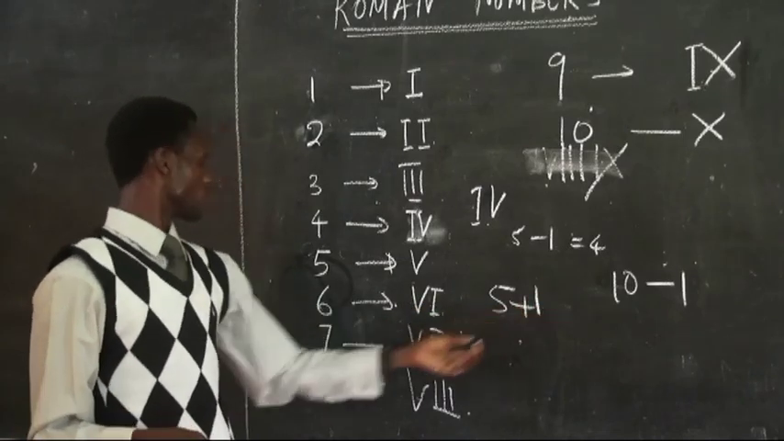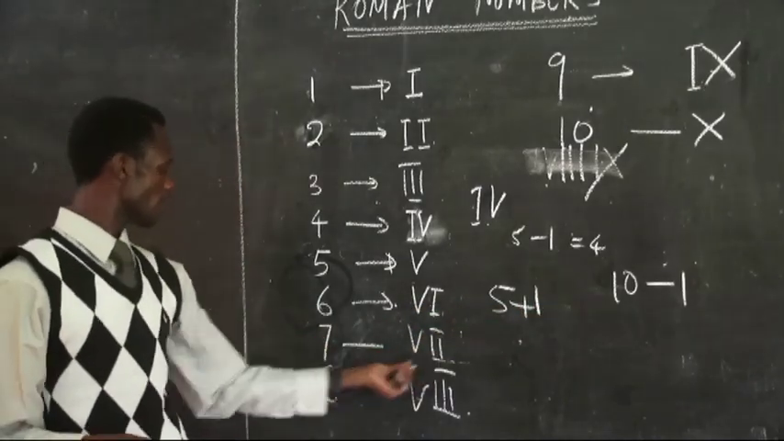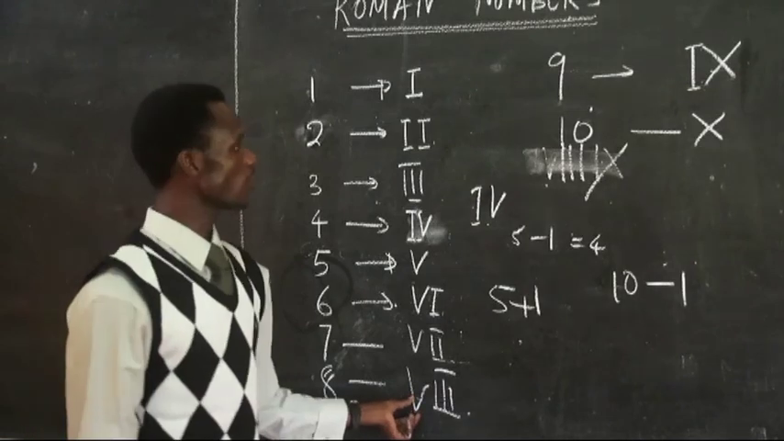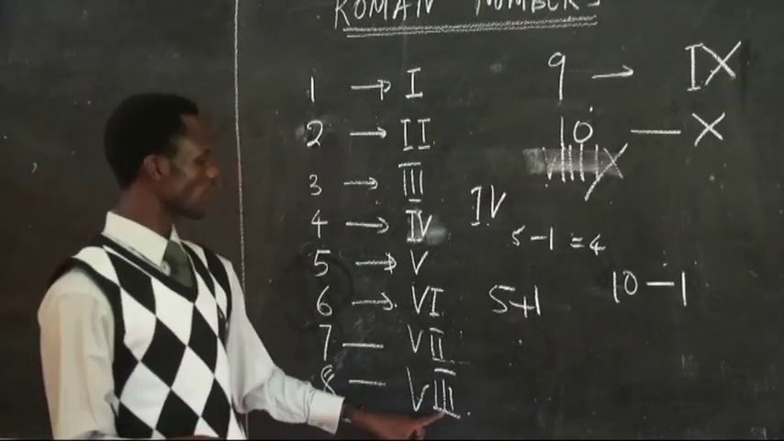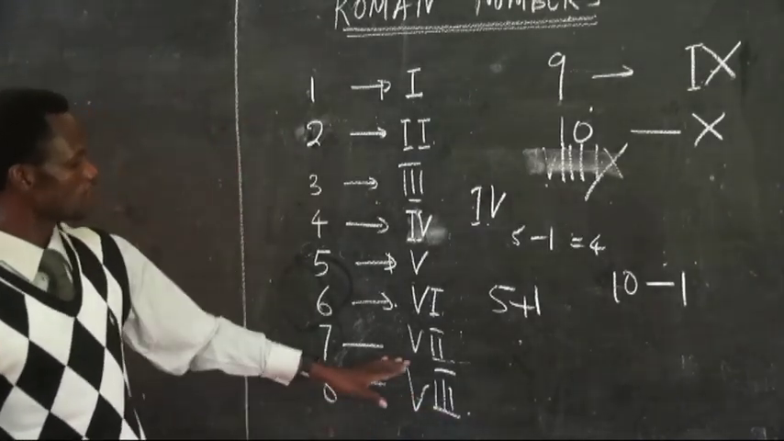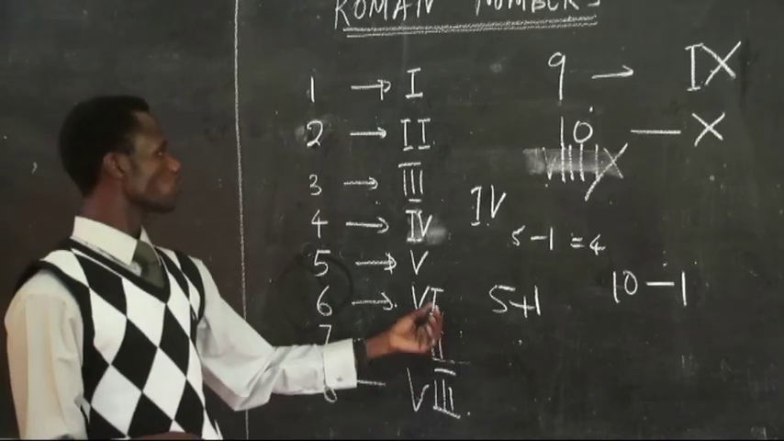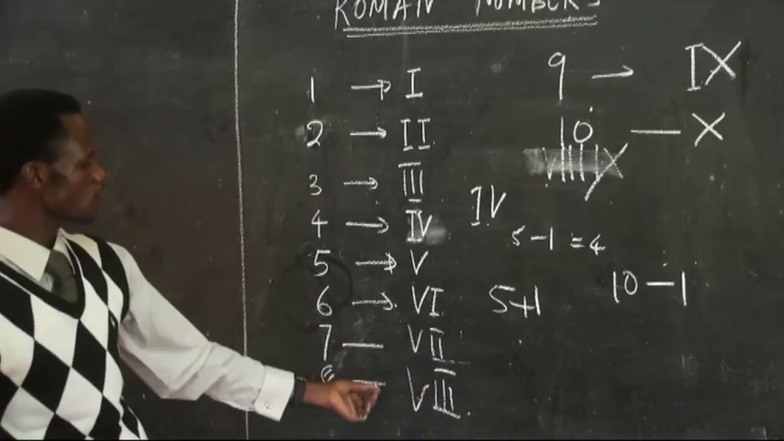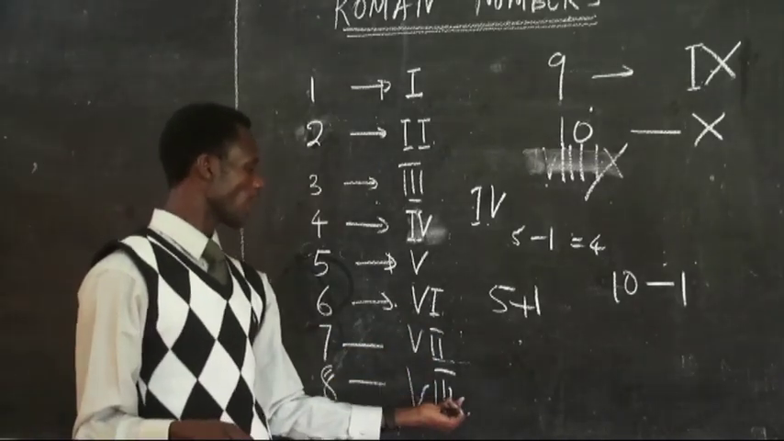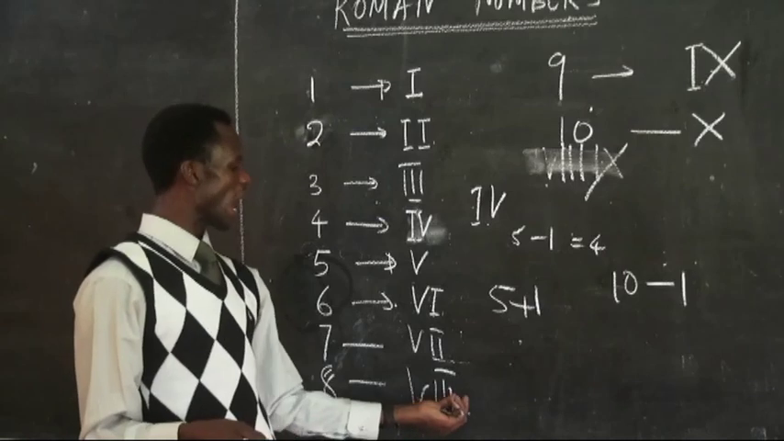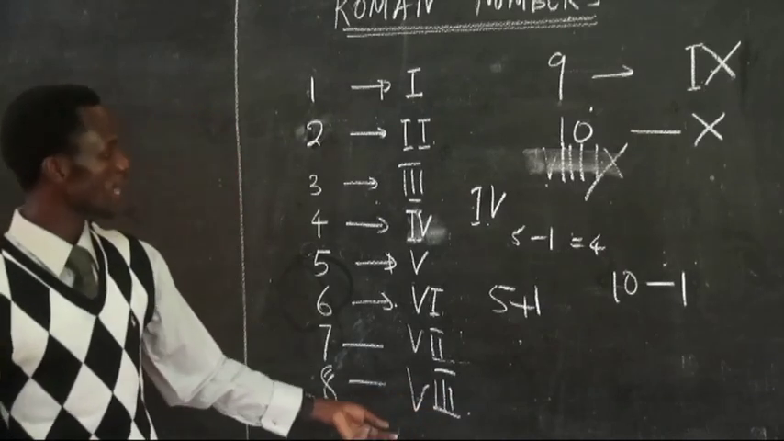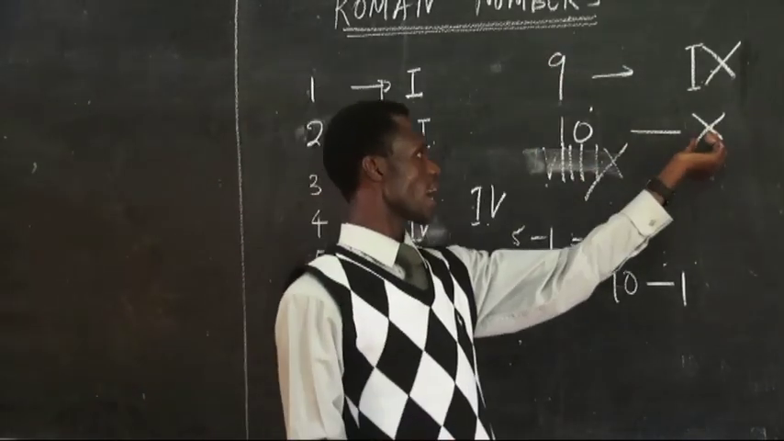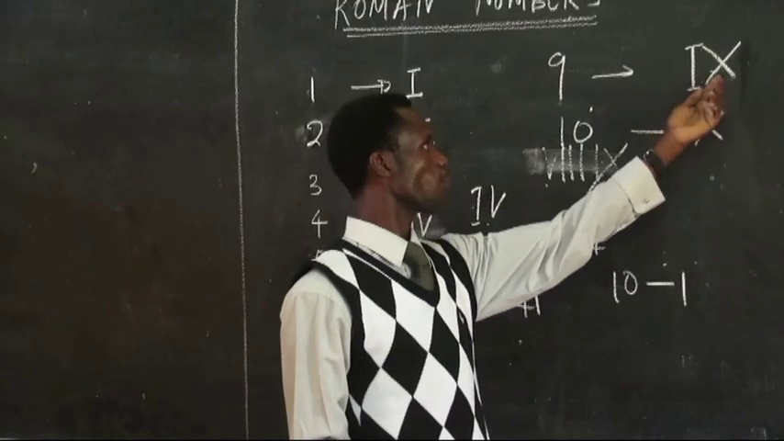You have added it. So 7, the same applies. 8, the same applies. But we are not supposed to make a repetition of more than 3 letters at the same time. So it would be impossible for us to write four I's here. That is impossible. Therefore, you write the next letter and then you subtract 1 from it.